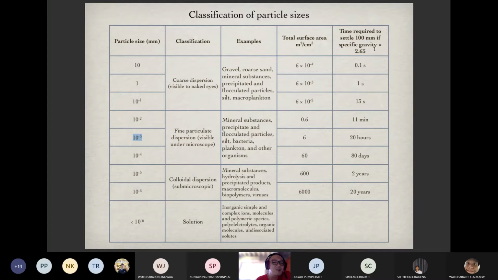2.65. So if it's all 2.65, it means that it's heavier than water, because the density of water is just 1,000 kilograms per cubic meter, but sand or gravel is 2,650 kilograms, so at least 2.6 times heavier.